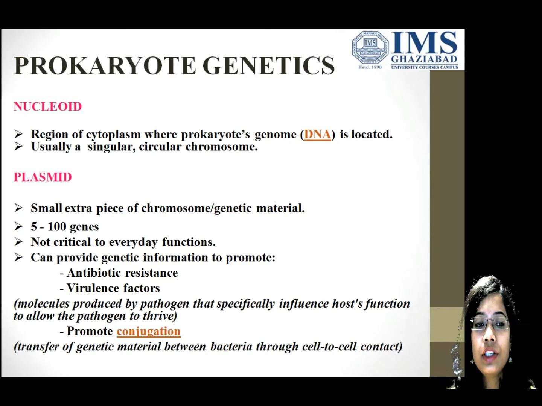Plasmids promote conjugation. Conjugation is a method of sexual reproduction where both pili come in contact with each other, and one bacterial cell transfers its plasmid to another bacterial cell with the help of the pilus, which forms a conjugation tube. It is the transfer of genetic material between bacteria through cell to cell contact.